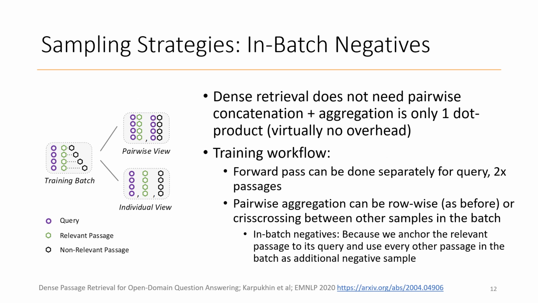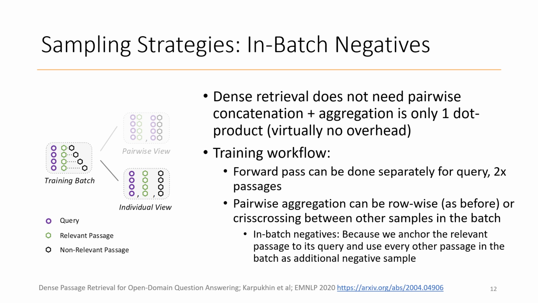To the first point, reusing already encoded passages, we look at a sampling strategy called in-batch negatives. Because we don't need pairwise concatenation in our training batches, we can use our training batches in a so-called individual view that allows us to encode queries, relevant passages and non-relevant passages in individual pieces.